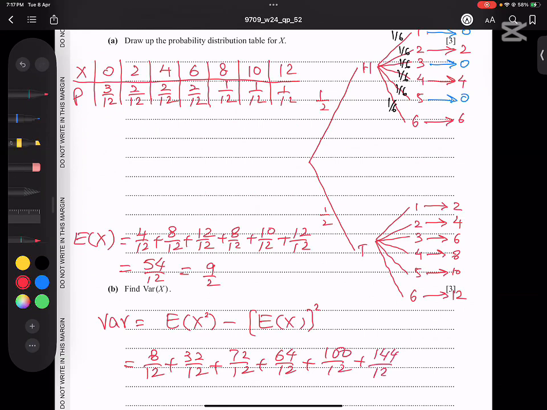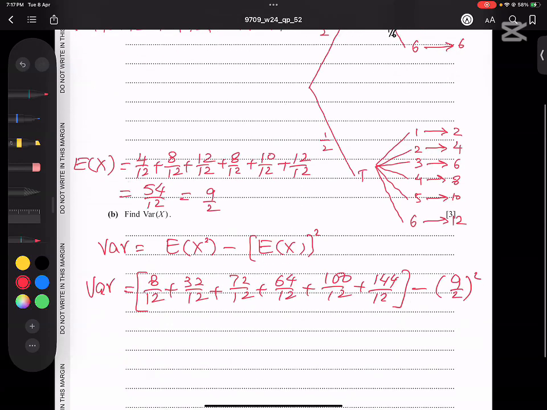This is the value of E of x square minus the mean. The mean is 9 by 2. So 9 by 2 whole square. And this will give us the variance. So variance.